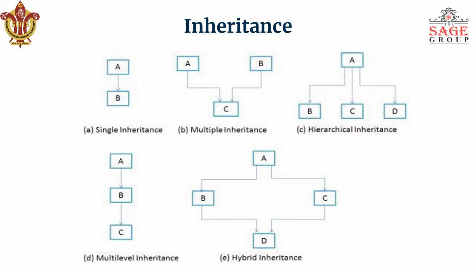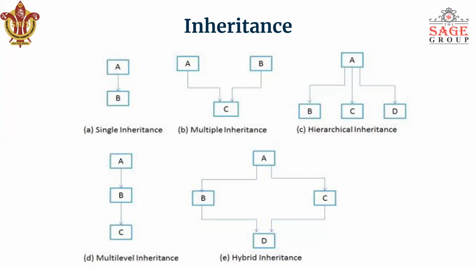Now in figure C, if we see hierarchical inheritance, it means one base class having multiple child classes. So this kind of inheritance is known as hierarchical inheritance. After that, the D, that is multi-level inheritance. In multi-level inheritance, as we have seen in the figure, class A is a base class, class B is a derived class of class A. Now from that derived class B, we again derive another class, that is class C. So this kind of inheritance is known as multi-level inheritance.